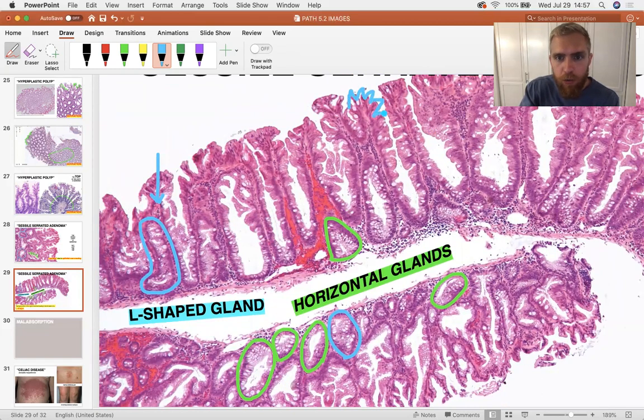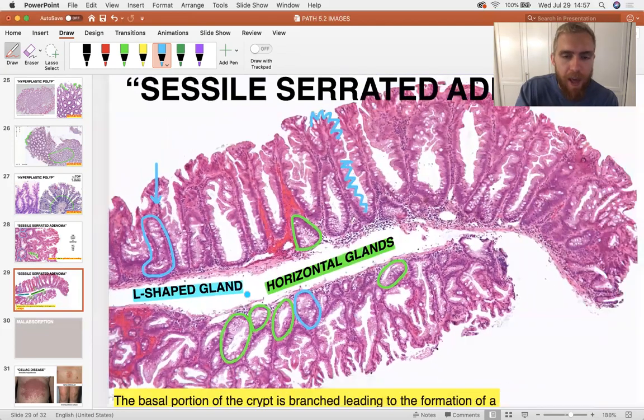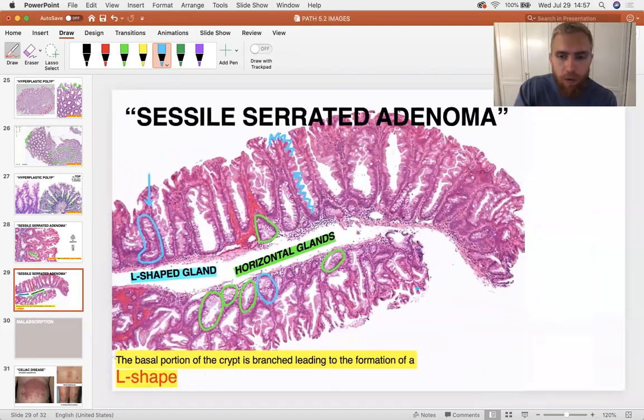And again, the sawtoothness is like there's gaps in between cells. I just traced that sawtooth pattern all the way to the base of that crypt. So that's something that you'll see in a sessile serrated adenoma that you won't see in a hyperplastic polyp.